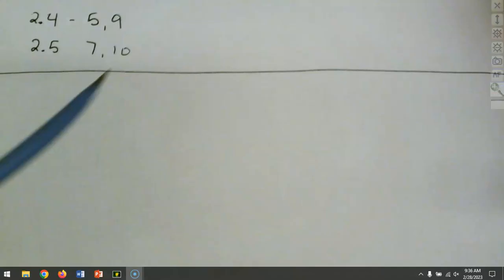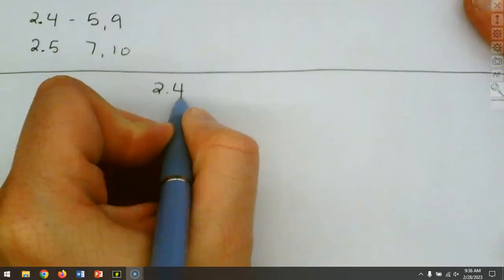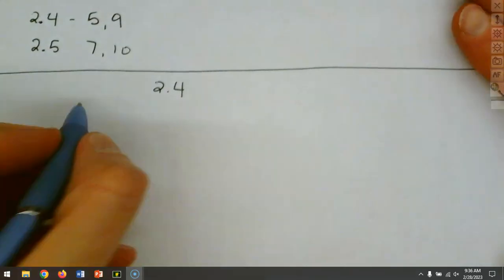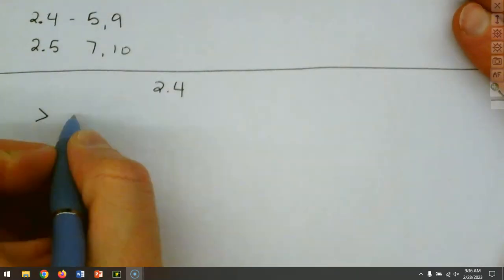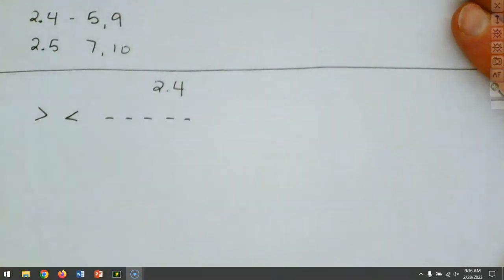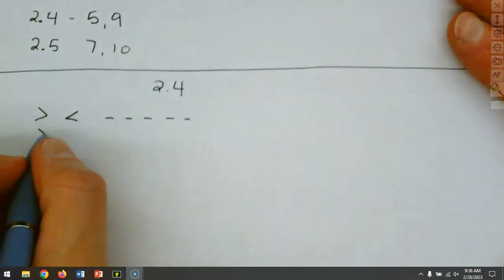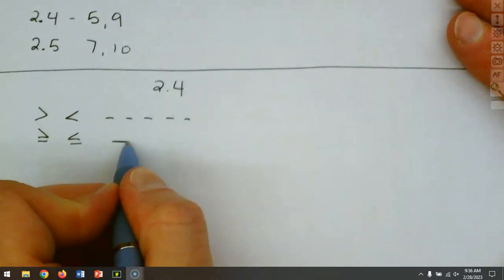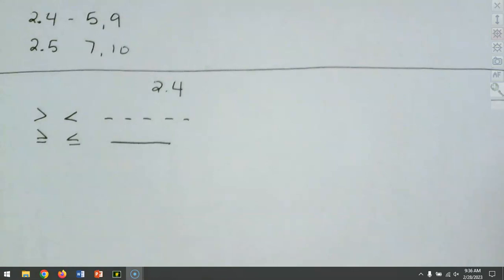So let's start with 2.4. Now, remember, 2.4 is graphing of those inequalities. So we know that strictly less than and strictly greater than, when we go to graph them, are going to get a dotted line. Greater than or equal to, less than or equal to, those again are going to get a solid line. Right? So make sure you remember that.